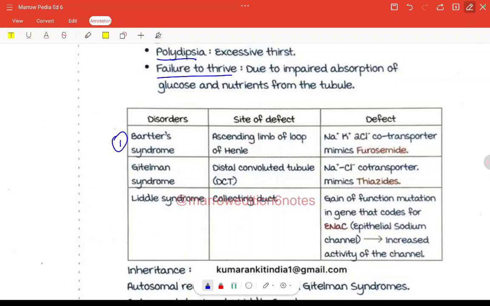The ascending limb of the loop of Henle is affected and there is a defect in the sodium potassium 2 chloride co-transporter, and it mimics furosemide. Okay. In Bartter syndrome, what is the defect? There is a defect in the ascending limb of the loop of Henle and a defect in the sodium potassium 2 chloride co-transporter. Mimics what? Mimics furosemide.